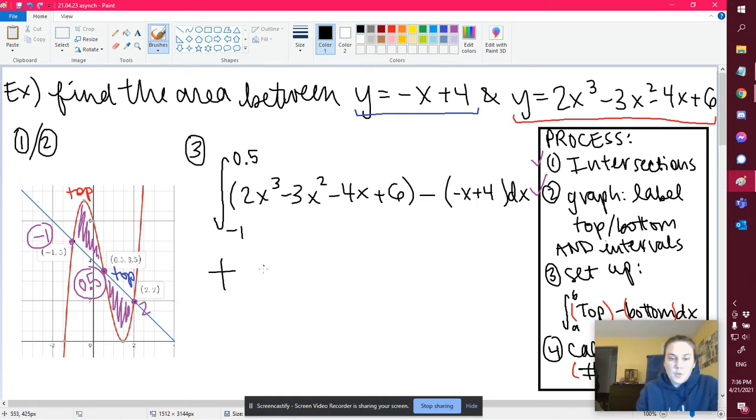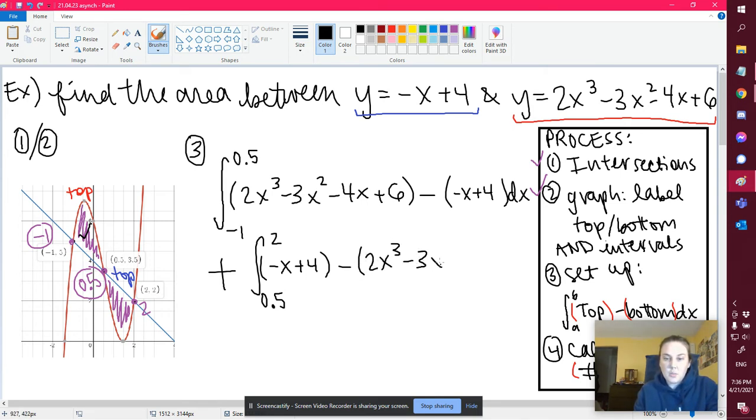The next thing we do is we add the second area, right? So now we've got this one set up. Now we need to set up this area. It goes from 0.5 to 2. And it's basically the opposite of what's going on here, right? The top function is now our linear line, and the bottom function is now our nonlinear polynomial. It's all this stuff.